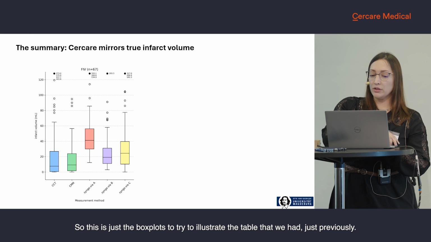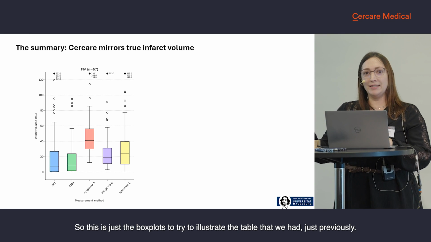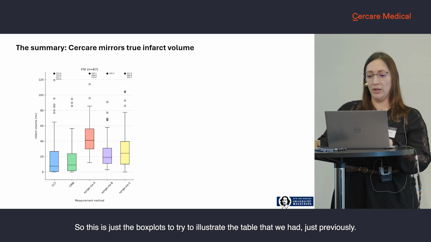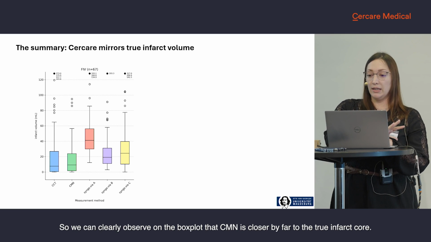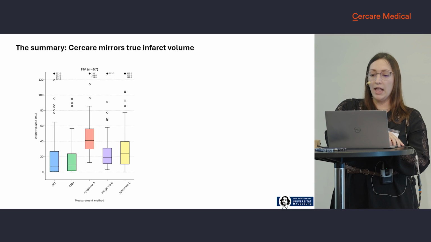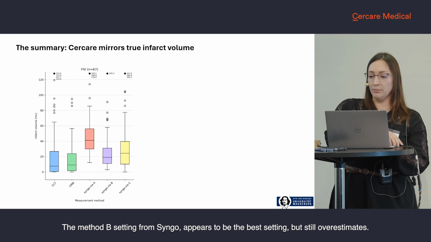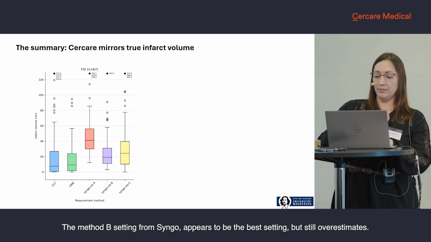So these are just the box plots to try to illustrate the table that we had just previously. We can clearly observe on the box plot that CERCARE is closer by far to the true infarct core. The method B setting from Syngo appears to be the best setting, but still overestimates.